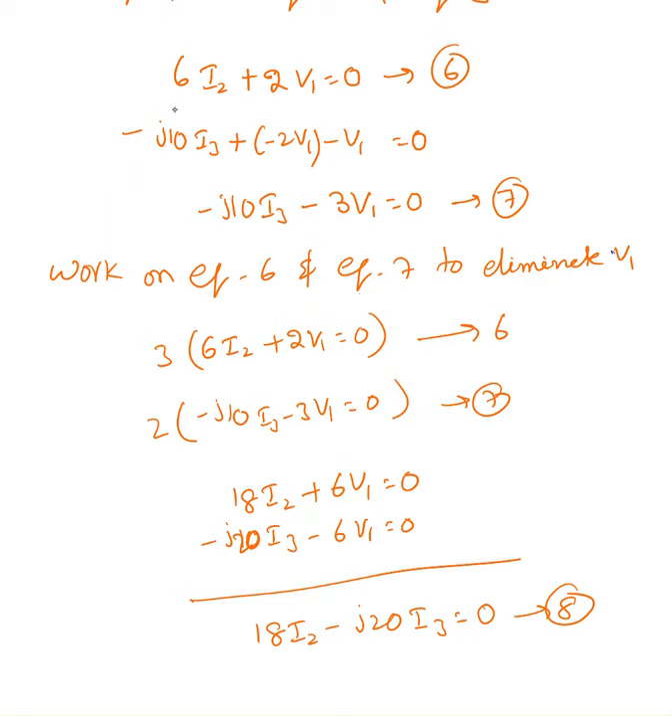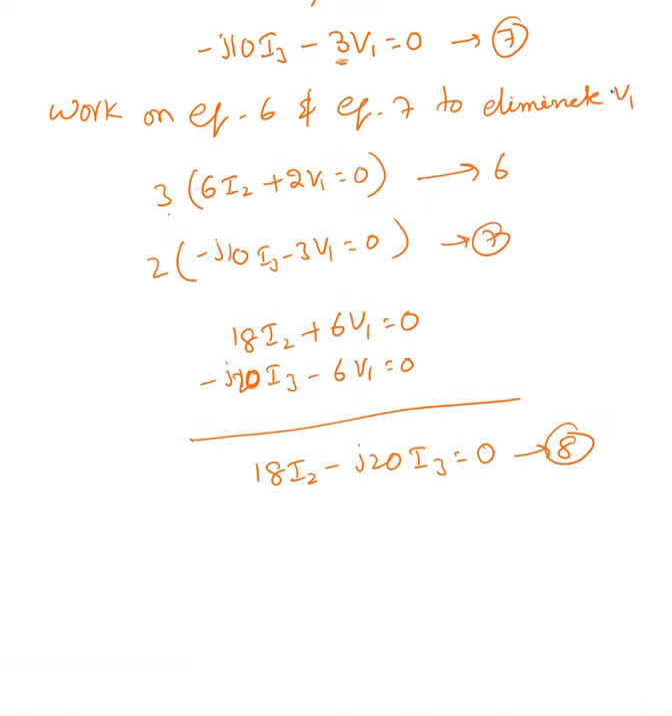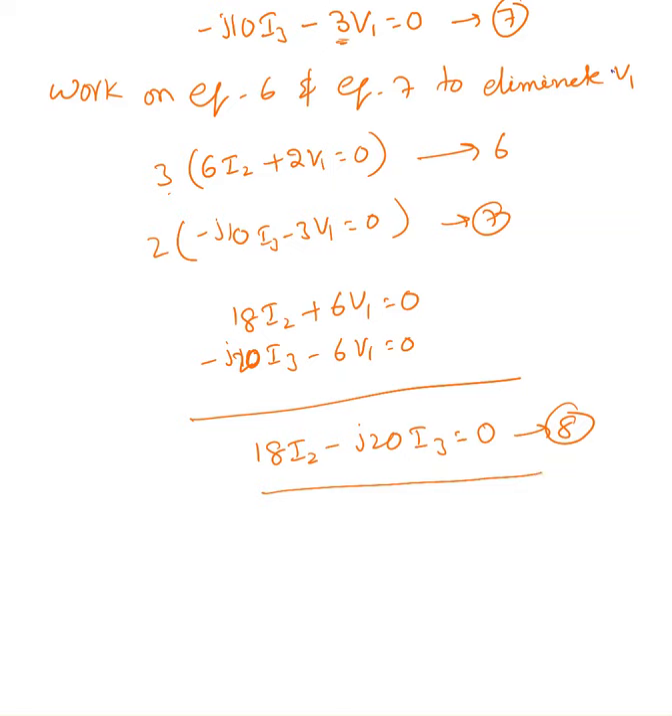So what I did: 6I2 plus 2V1 equal to 0. I multiplied that with the coefficient of V1 in equation 7, which is 3. And equation 7, I multiplied by the coefficient of V1 in equation 6. That way I can eliminate V1. So finally I end up with an equation with only two variables, I2 and I3.